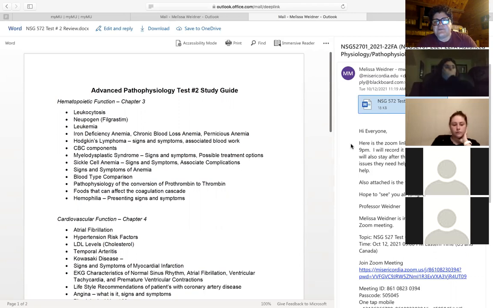For signs and symptoms of anemia, I want you to think about what someone would look like if they were anemic. They may have a pale color. They may get lightheaded and dizzy. They may have some palpitations, shortness of breath. Think along those lines, not what is anemia, but what does someone look like who has anemia? When I'm talking about the blood type comparison, I want you to know things like who's the universal donor, who's the universal recipient.